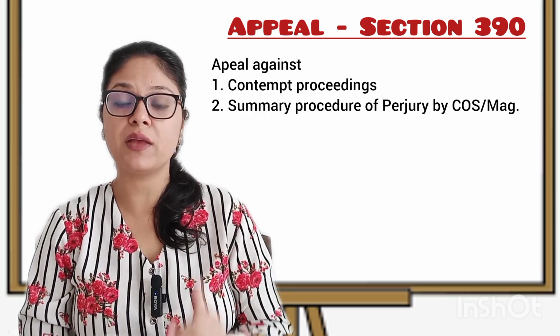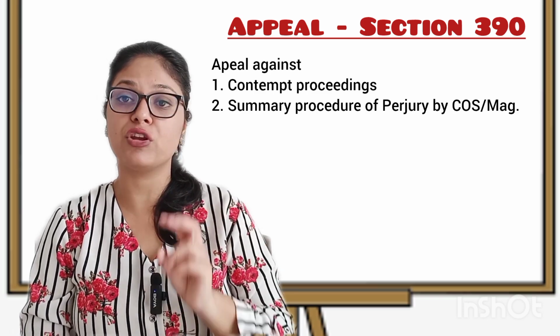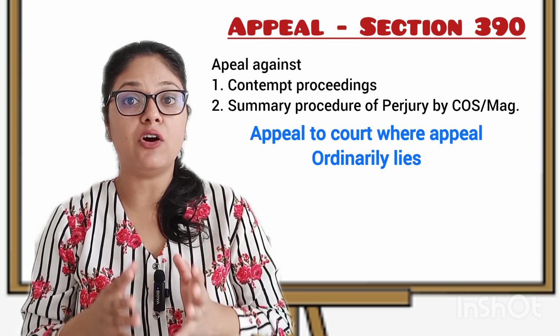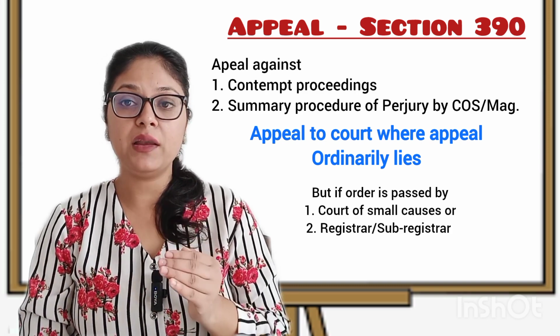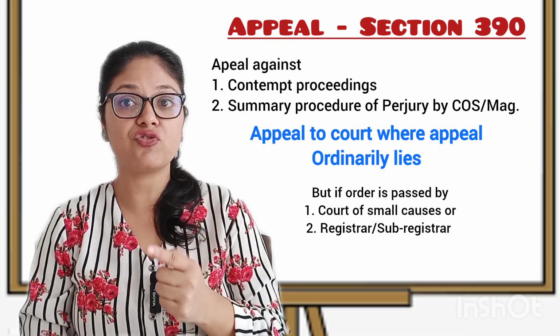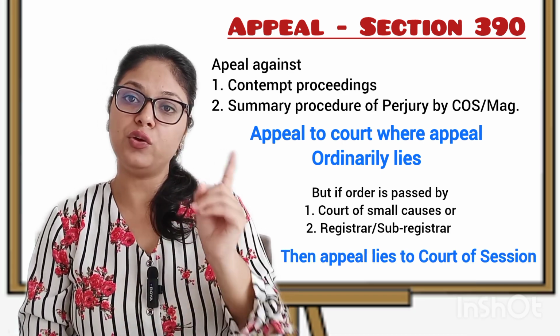tried for perjury by the court of session or by magistrate by following summary procedure. In both these cases, the appeal will lie to the court where the appeal ordinarily lies. But if the order is passed by court of session or by registrar or sub-registrar in case of contempt proceeding, in that case, the appeal will lie to the court of session.